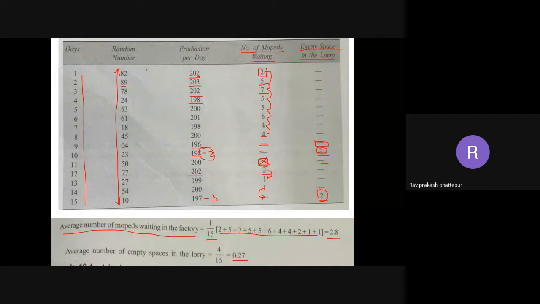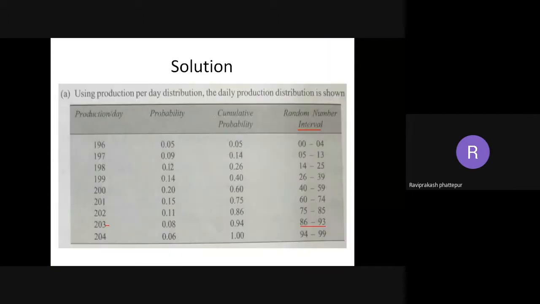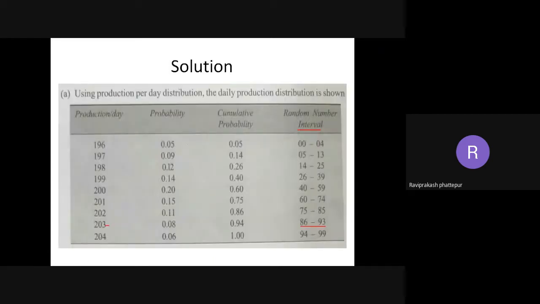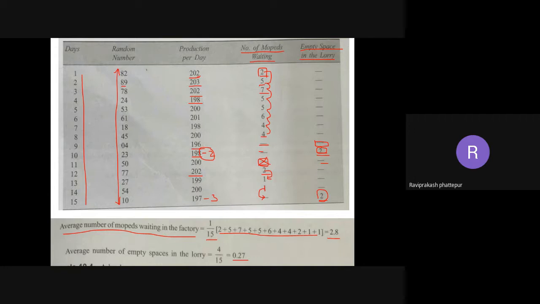So what simulation did we do? We did the simulation for 15 days taking random numbers, and we knew the production. The production would be from 196 to 204, using this information and the probability of that happening. We took the cumulative probability, then we came up with the random number interval, so in which interval it falls. Then there were random numbers given to you for 15 days. So those numbers are put over here. Then where it falls, based on that, we found the production for the day.